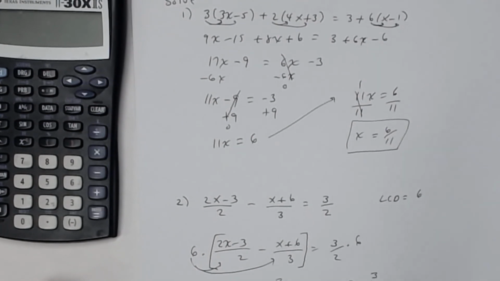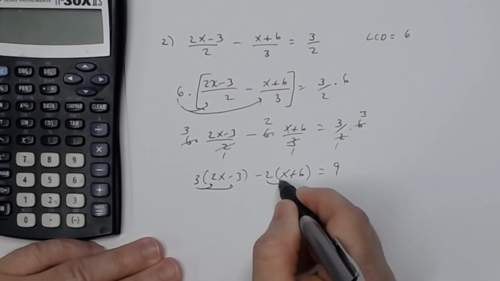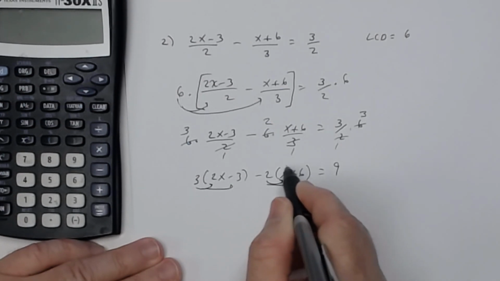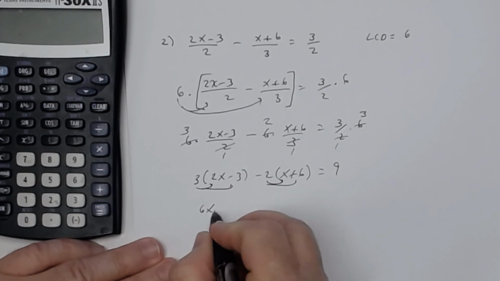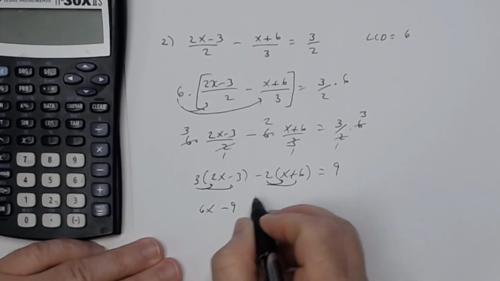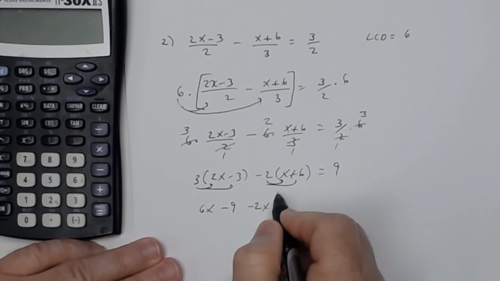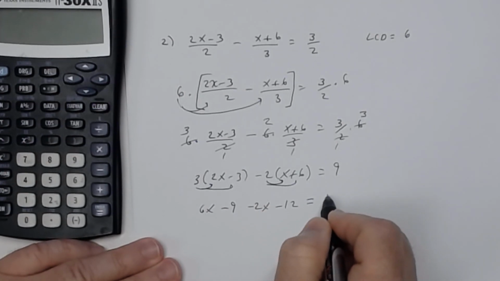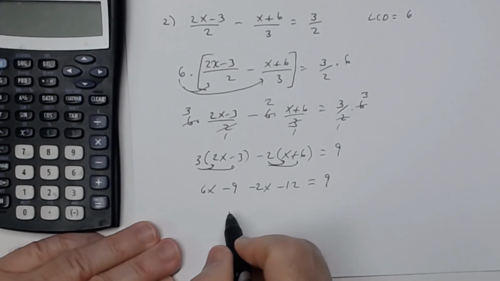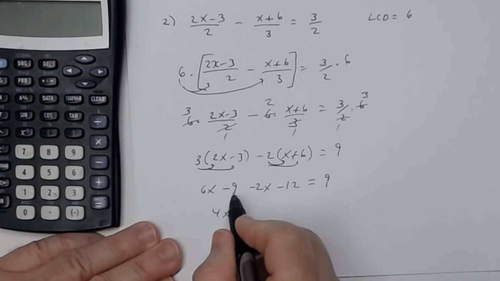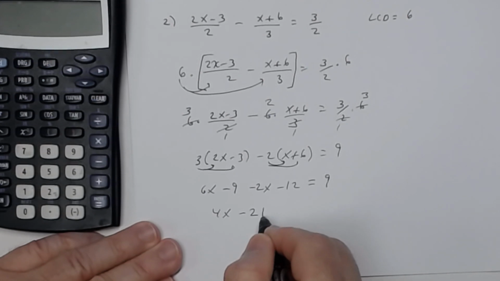And now we're going to use the distributive property again. We'll multiply all these terms, in this case by 3, and in this case by negative 2. So 3 times 2x is 6x. 3 times a negative 3 is a negative 9. A negative 2 times x is a negative 2x. And a negative 2 times 6 is a negative 12. And that equals 9. Combining like terms, 6x subtract 2x is 4x. A negative 9 and a negative 12 is a negative 21.